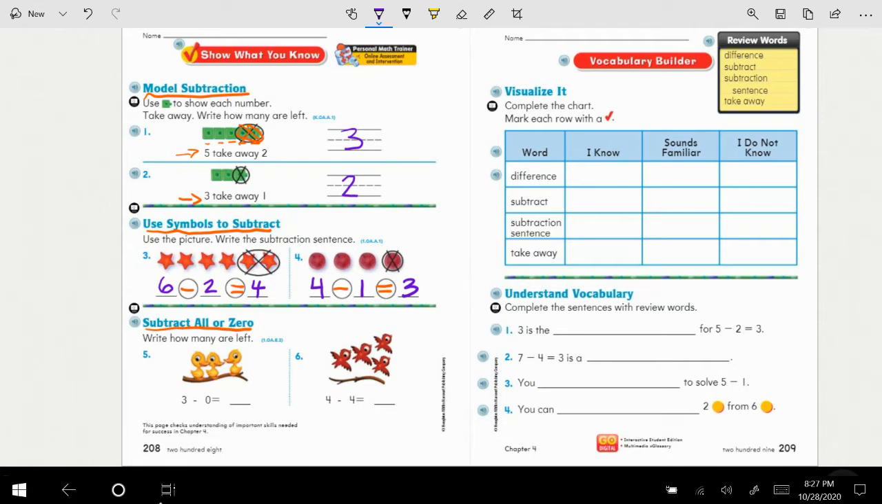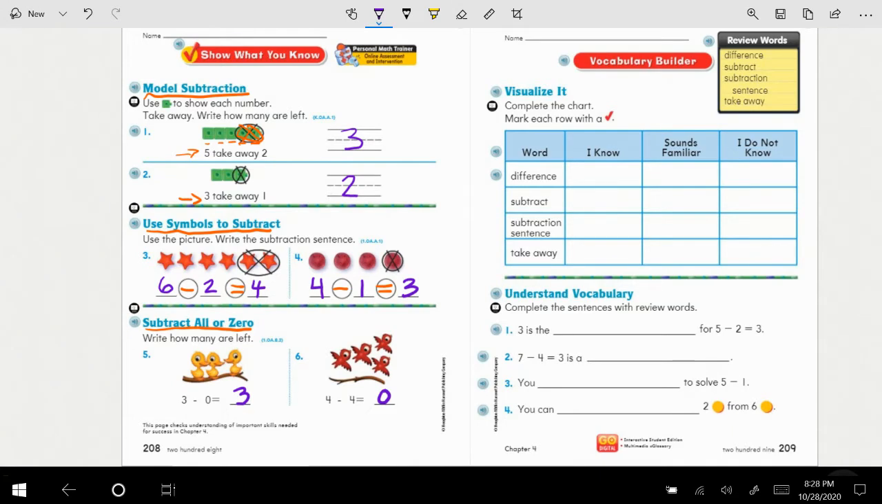Okay, number 5, we have 3 minus 0. Remember, 0 is a placeholder and means nothing or no change. So 3 minus 0 stays at 3. There was no change. And in contrast, we have 4 minus 4. If I have 4 and all of them get taken away, then I'm not going to have anything left. And you can see on this picture, all 4 birds are going away. Nothing is left on the branch.